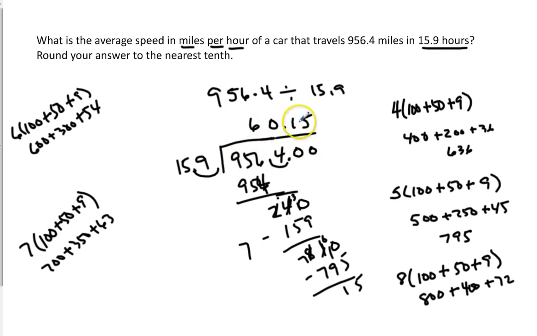And I have 2 decimal places, and it says round to the nearest tenth. Well, the 1 is in the tenths place. I look to the 5. The 5 tells the 1 to round up. So my answer is 60.2 miles per hour. And that would be my final answer.